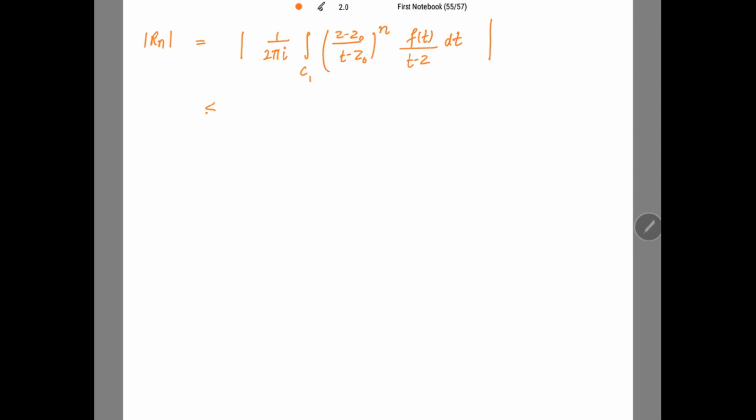This mod is further less than or equal to, what is mod of i? Mod of i is 1. So 1 over 2 pi integral over C1 of mod of (z minus z0) to the power n, mod of (t minus z0) to the power n, mod of f of t, over mod of (t minus z), mod of dt. What is mod of f of t? Just now we have written this is less than or equal to M. And what is mod of z minus z0? We know that this distance is r. And t minus z0, this distance is rho.